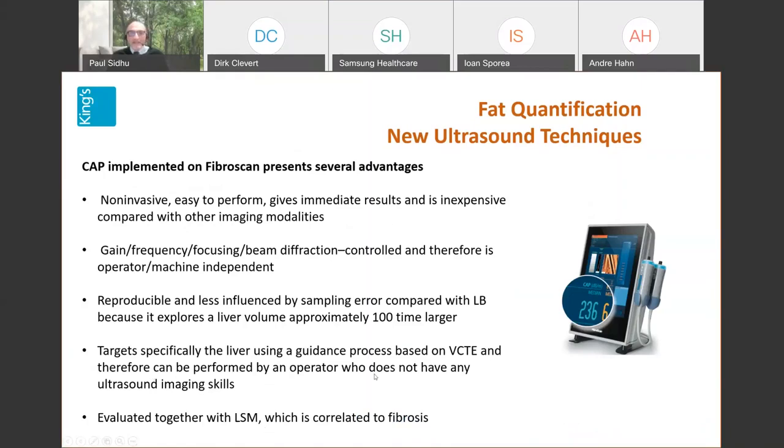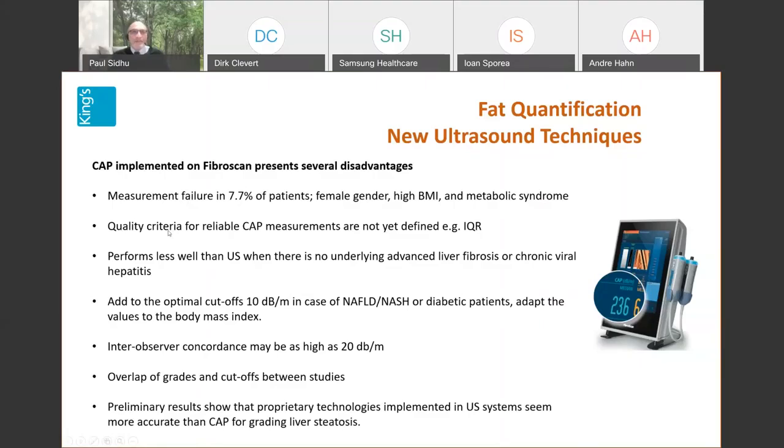It targets specifically the liver, guided by your baseline measurements for the VCTE, and is evaluated along with the shear wave measurements, which correlate with fibrosis. So you have a tool that gives you how much fat there is in the liver and how much fibrosis is there, and it's thought that the fibrosis does not affect your measurement of the fat.